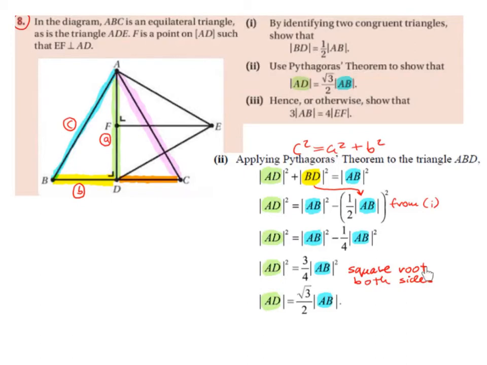Then we square root both sides. The square root of AD squared is just AD. The square root of 3 over 4, we apply the root to the numerator and the denominator. Root 3 is just root 3, and root 4 is 2. And the square root of AB squared is AB. So we get AD is equal to root 3 over 2 AB, which is what we were asked to show.